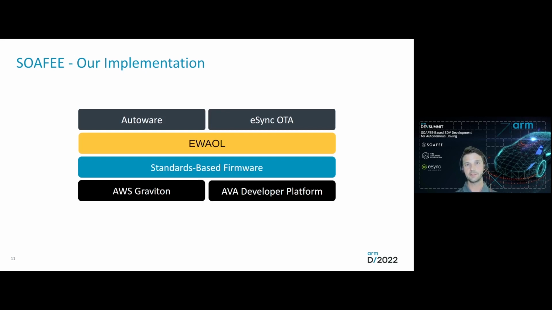It's a custom Linux distribution. Using standards-based firmware allows us to run eWall in the cloud and at the edge. In the cloud, AWS Graviton instance is running eWall. And finally, at the edge, we use the Ava developer platform developed by AD-Link. Next, let's dive deeper into eWall.